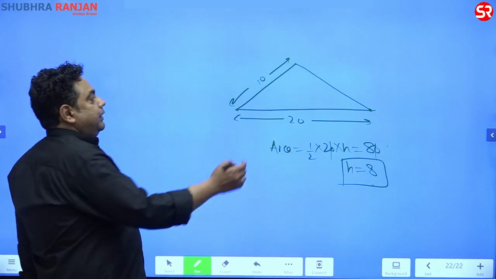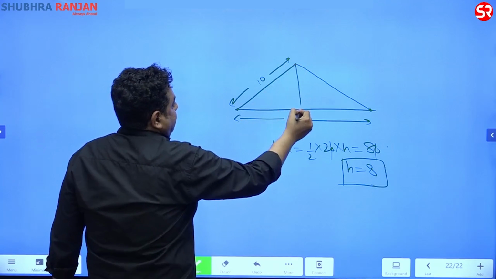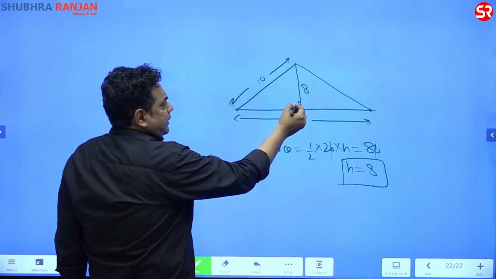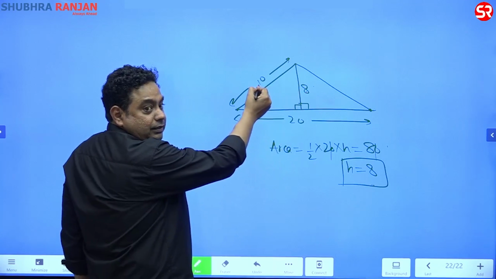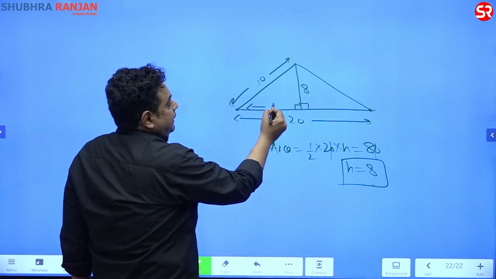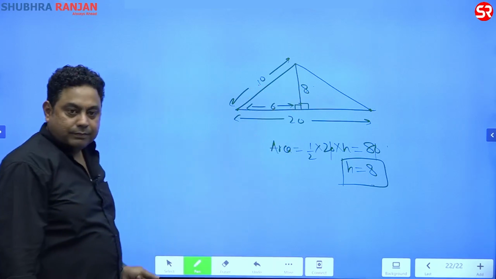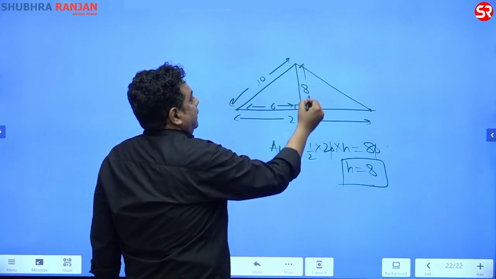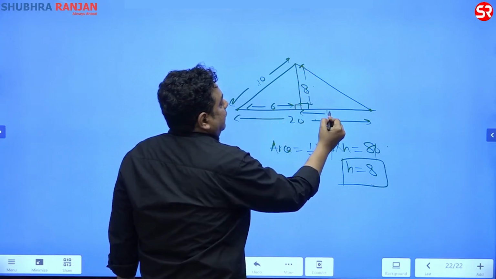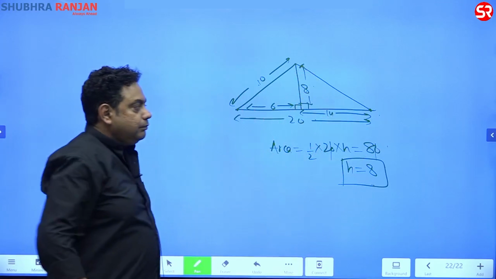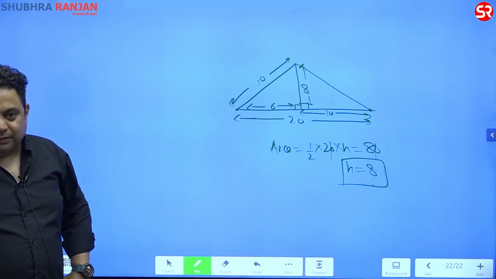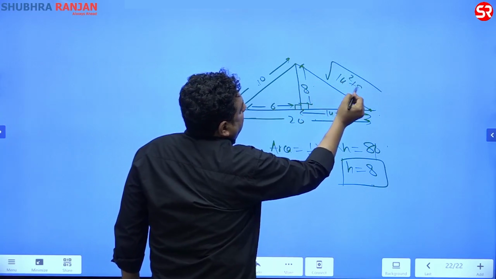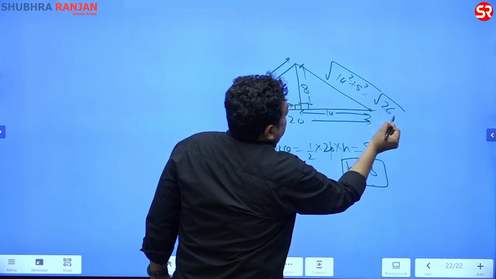So see, I drop the 8 over here. This is the height, 8. Everyone look here. This is 8. Height 8, hypotenuse 10. By Pythagoras this would be 6. Isn't it? 8, 10, 6. So if this is 6 and this is 20, this would be 14. Then it's done. The answer is the square root of 14 square plus 8 square, by Pythagoras. Root of 260 is your answer without solving.